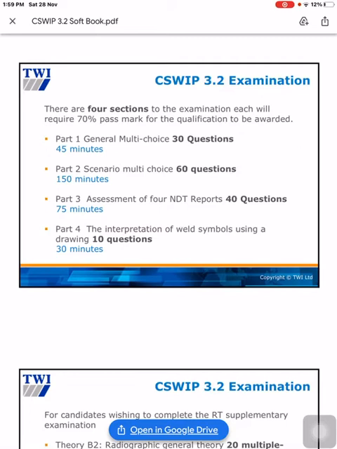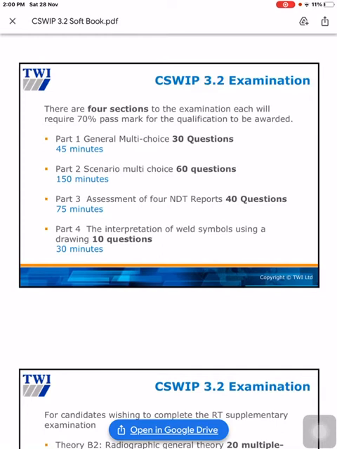30 to 40% of the questions out of all these 40 questions you will get from the given reports. Reports will be given to you during the exam from DPT, MT, RT, and UT. So you will get approximately 30 to 40% of the questions from those reports, and the remaining questions will be from your specifications. If you memorize your NDT portion from that specification, it will also help you manage your time during the exam.